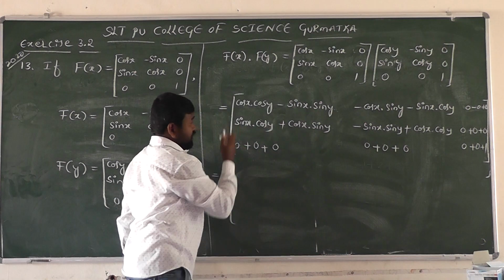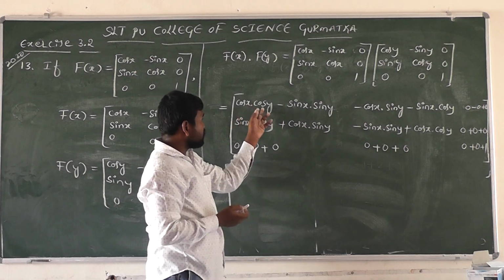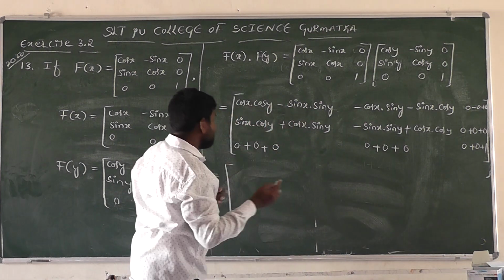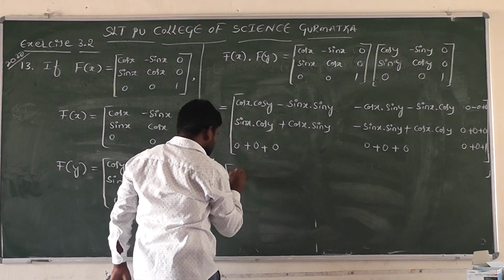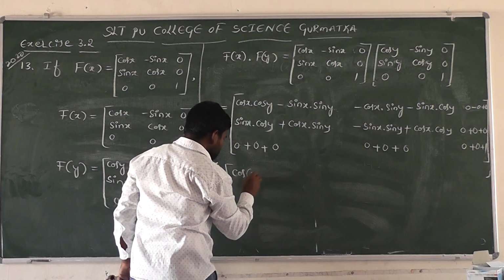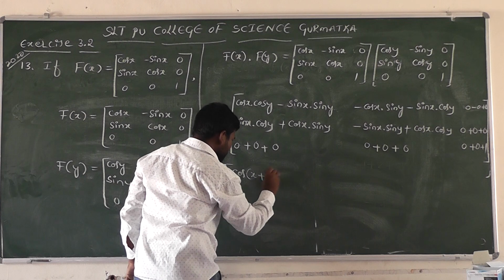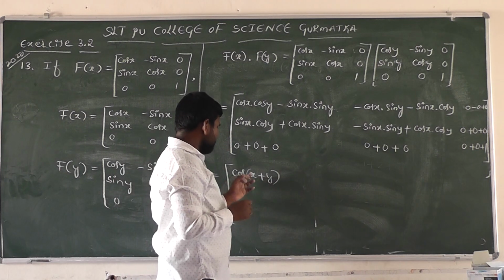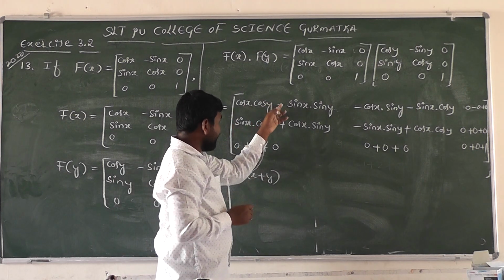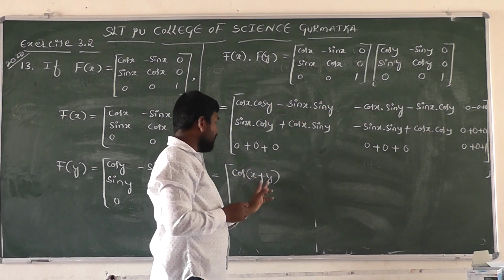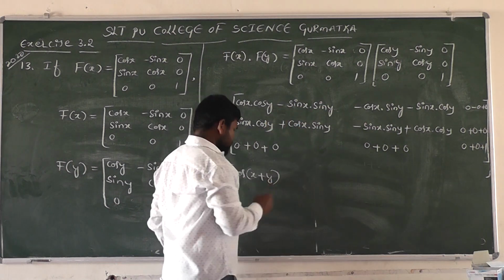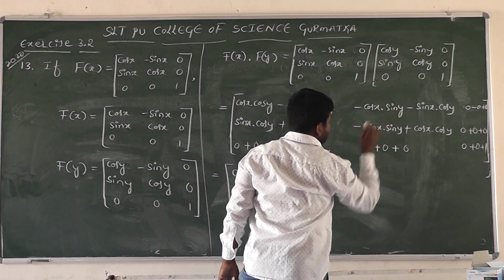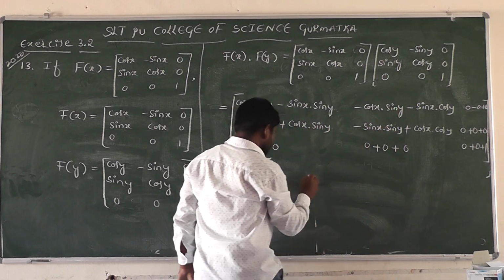Next, we are using the formula here, cos x cos y minus sin x sin y. It is nothing but what is the formula here? Cos x plus y. Right? It is the formula cos x plus y here. Cos x cos y minus sin x sin y. This formula is cos x plus y. Next, here both are minus sign is there. We have to take common from minus sign here.